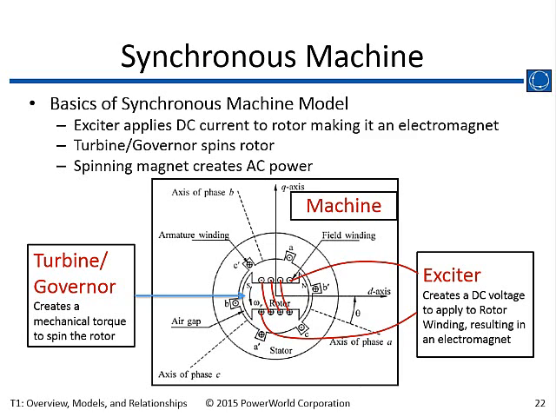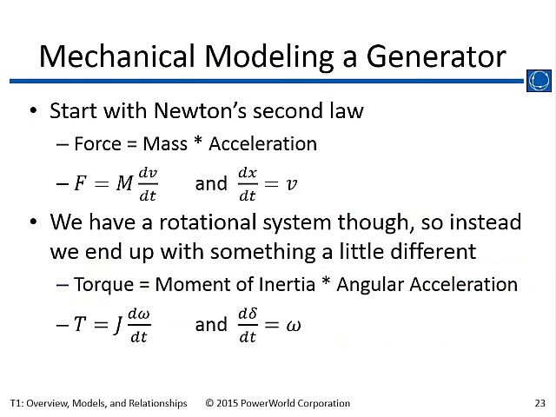The physics here: the exciter is a separate system that sits outside that controls the field current and field voltage in response to changes in the voltage, with the desire of keeping the terminal voltage constant. Then you've got the full mechanical representation on the system. Details on the modeling of the generator.